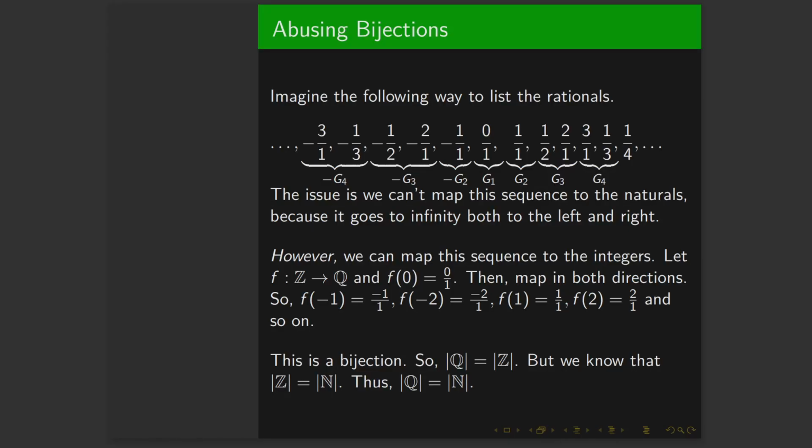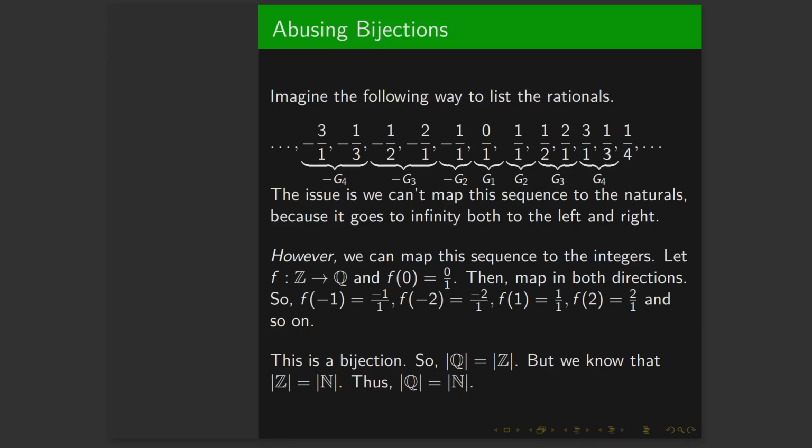Imagine that we listed the rationals in the following way. Instead of the sequence going infinitely off to the right, we have 0 in the middle, the positive values on the right, and the negative values to the left. And then we just label them like -1/2, -1/3, -1/4, with a negative sign in front, kind of like the opposite of 1/2, 1/3, 1/4, and so on.